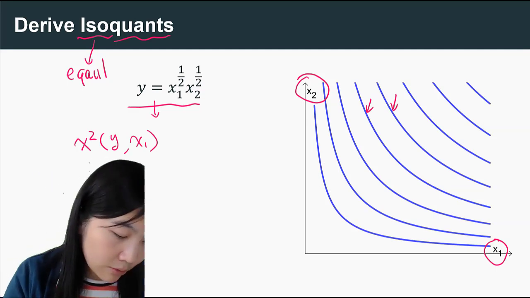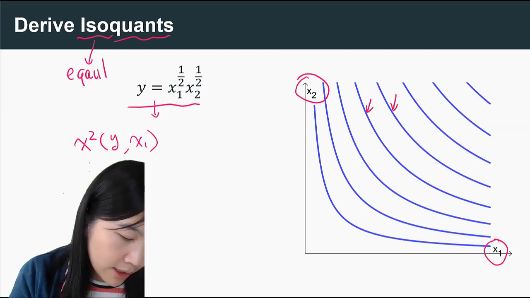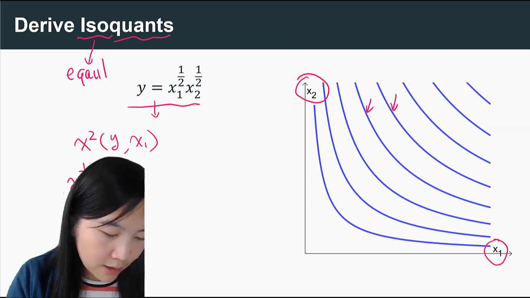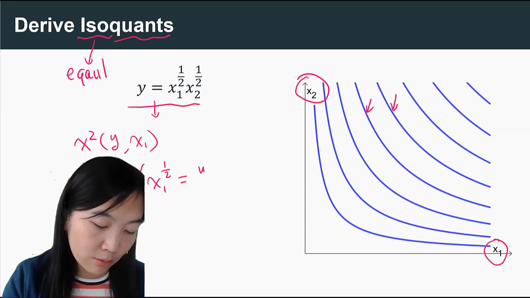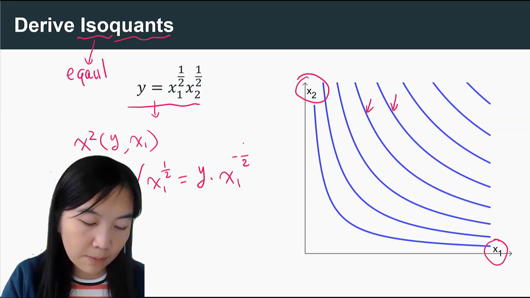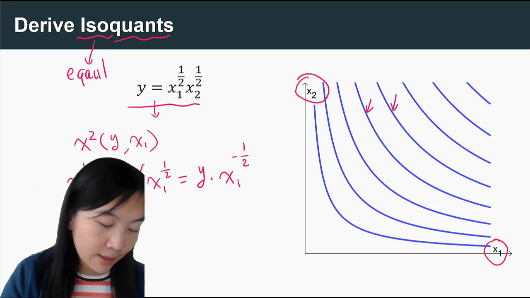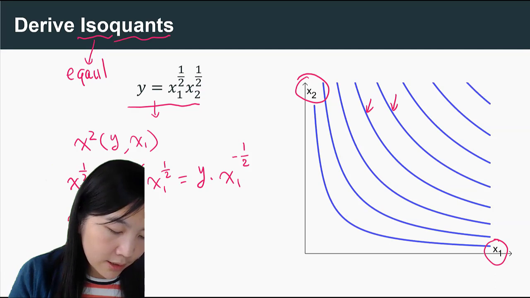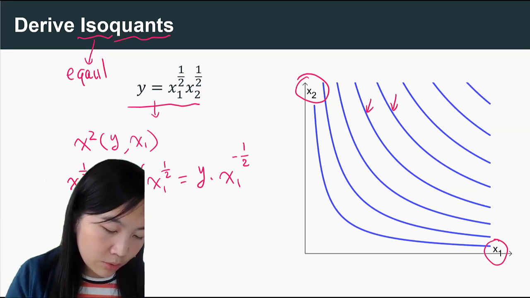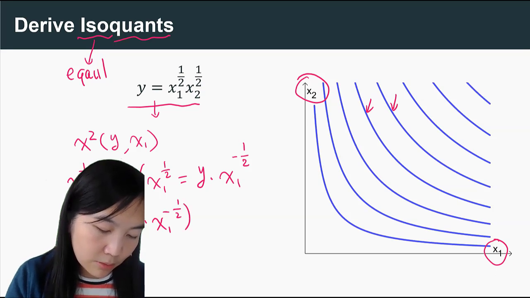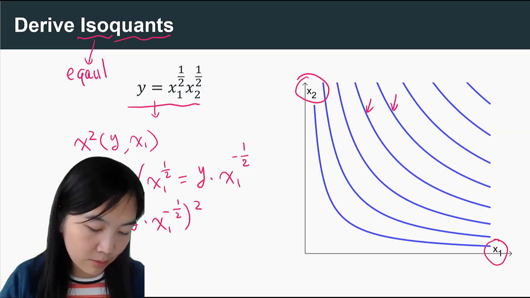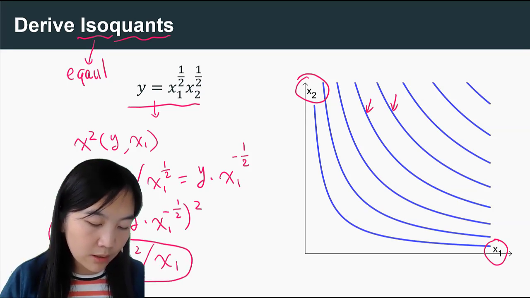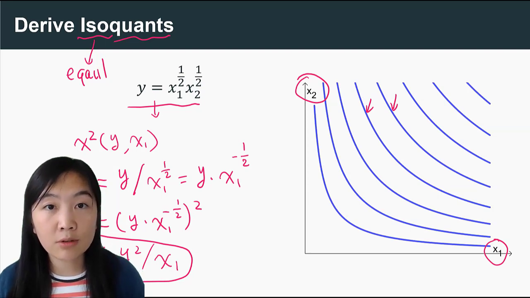So how do we solve that? From here, we can write x2 to the 1/2 is equal to y divided by x1 to the 1/2, or another way, y times x1 to the minus 1/2. Then one step further, x2 equals y times x1 to the minus 1/2, squared. If we simplify this expression, we get y squared over x1. So this is the equation for the isoquant.